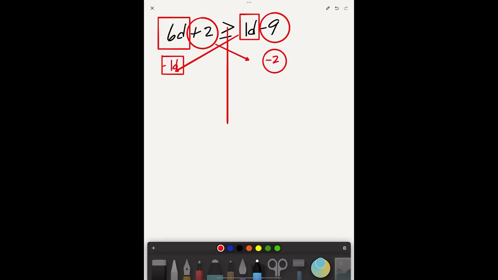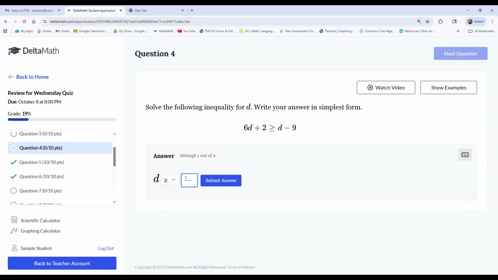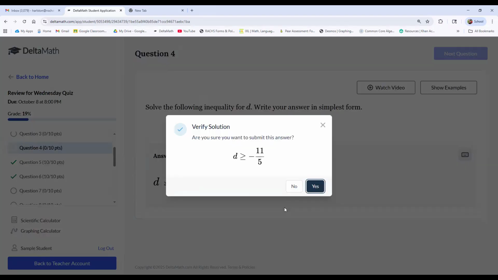All right, now, all I'm going to do is combine these boxes. So 6 plus a negative 1 is going to be 5d on this side, and then a negative 9 minus 2, or a negative 9 plus a negative 2, is going to be a negative 11. And then the last step is divide by the coefficient. So it's going to be 1d is greater than or equal to negative 11 over 5. So let's enter that. So this is going to be d is greater than or equal to negative 11 over 5. Submit it. And it says, nice job.